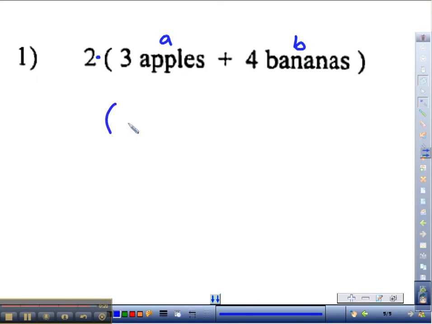So inside parentheses, I have an apple plus an apple plus an apple. That's what this means. 3 times apples means 3 plus 3 apples being added together. Right here, I've got 4 bananas.